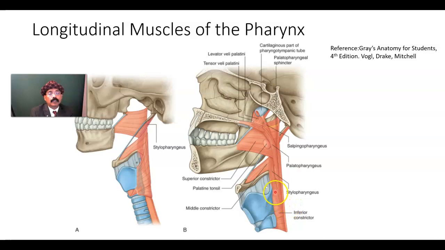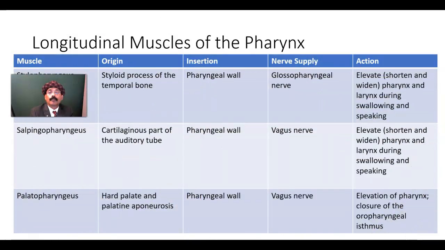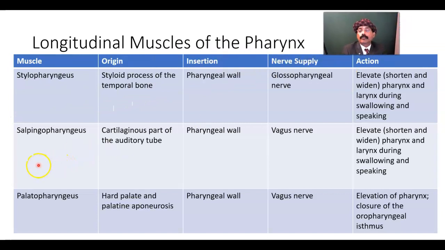Between the superior constrictor and the middle constrictor, then we have the middle constrictor and inferior constrictor. We have the thyrohyoid membrane. Some blood vessels and nerves go through this opening. Okay, we got that. These are the longitudinal muscles, like the salpingopharyngeus, stylopharyngeus, and palatopharyngeus muscle.